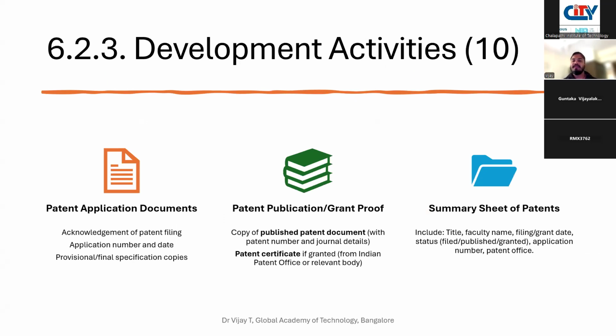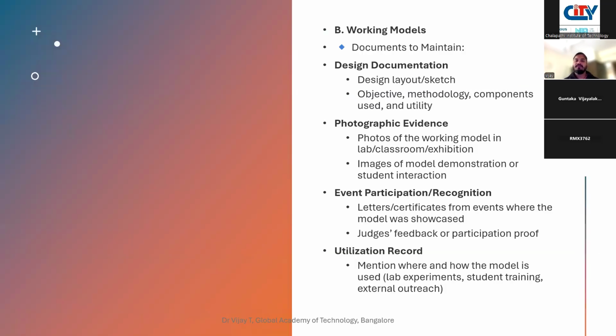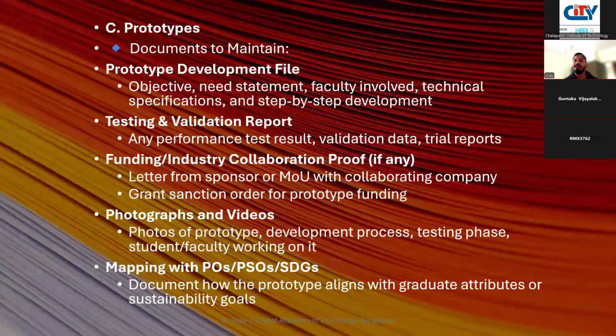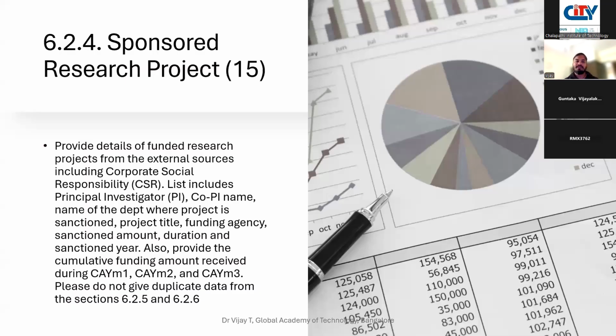Developmental activities that are being carried out in the department have to be showcased and maintained by the faculty. Have you done any working models apart from the lab equipments, whatever you have? The design documentations have to be there. Event participation and recognition and utilization record should be maintained. Prototypes, if anything that is developed by the faculty in the department, have to be showcased under this.